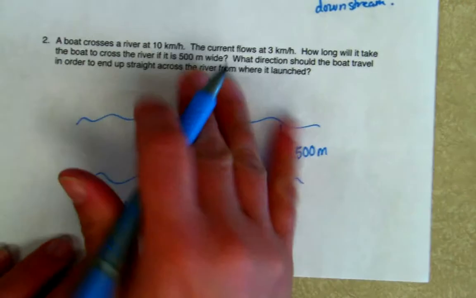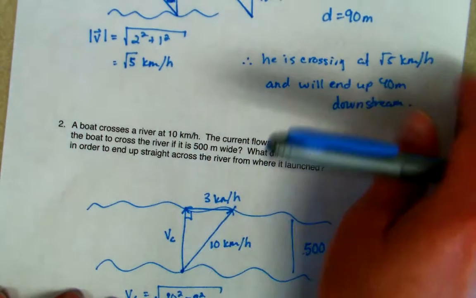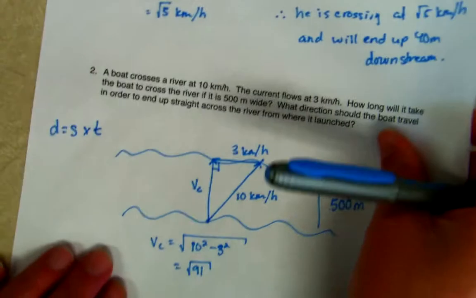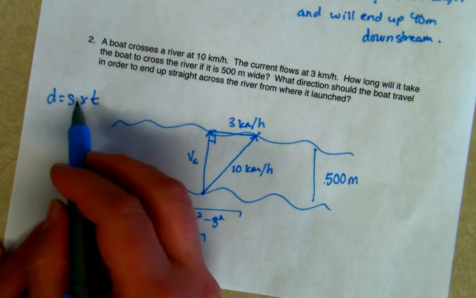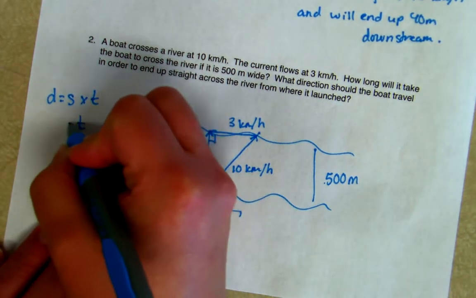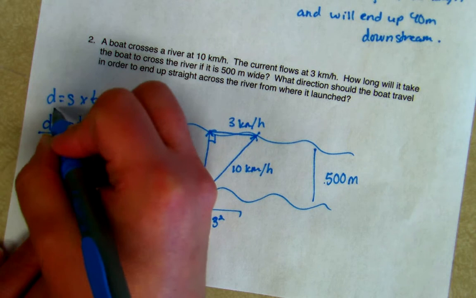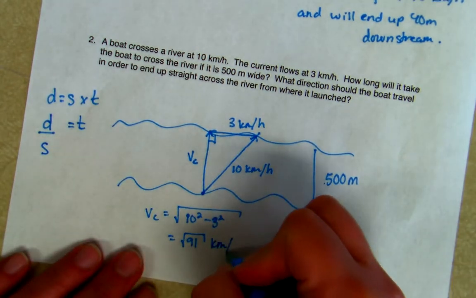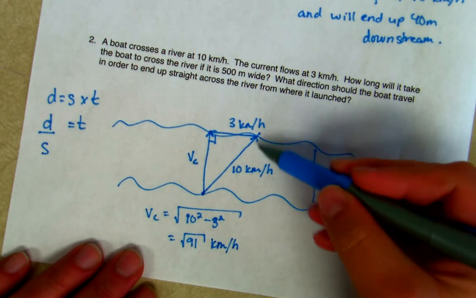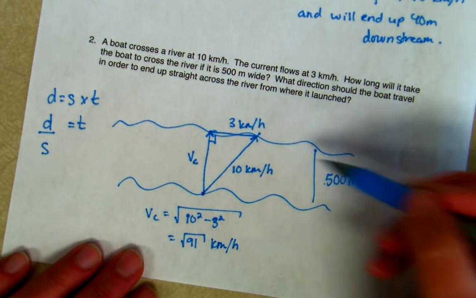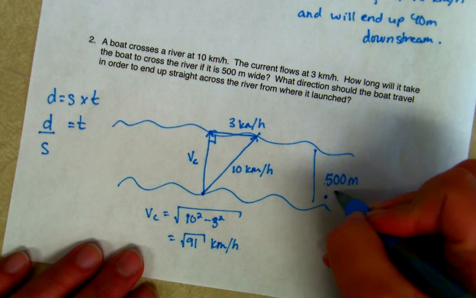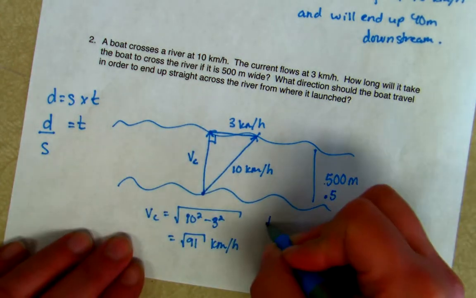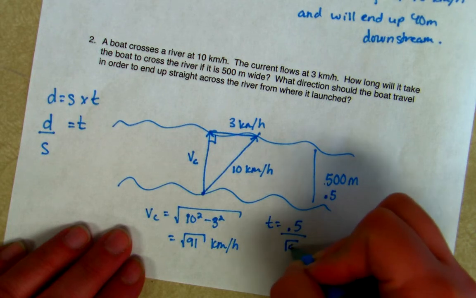So now hopefully you think back to our speed, distance, and time formula. Distance is speed times time. Even though we've made the differentiation now that we're dealing with velocity, this still holds true. So if I want to figure out the time it takes to do something, it's distance divided by speed. Here's where I have to be careful though. This speed is in kilometers per hour because it's the same unit as what was given to me. This measurement is in meters, but 500 meters is actually 0.5 of a kilometer. So my time is going to be 0.5 divided by the root of 91.